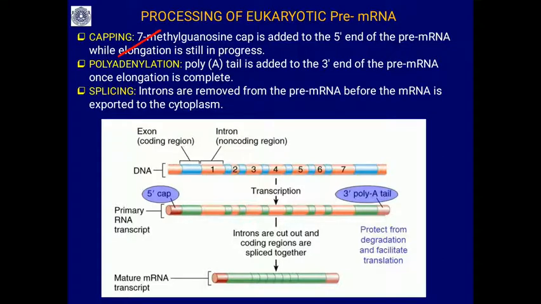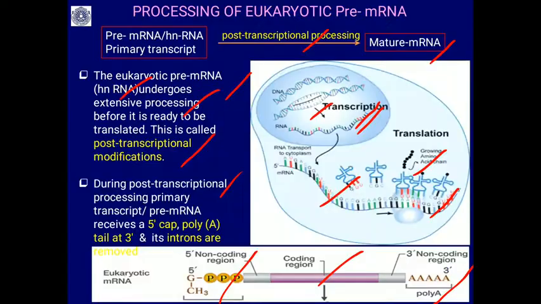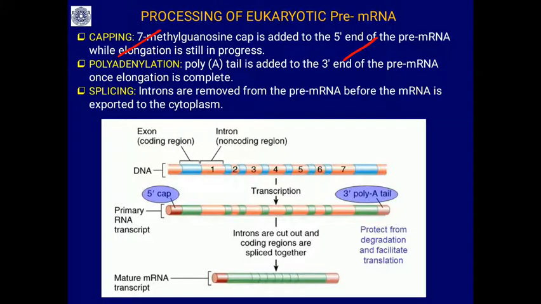So the processing of eukaryotic pre-mRNA involves capping: a 7-methyl guanosine cap is added to the 5' end of the pre-mRNA. You have studied the mRNA structure in the video on RNA types. In that video you will see this same diagram. This is the cap, this is the poly A tail, and these are the coding regions. This cap is added here at the 5' region of the primary transcript.